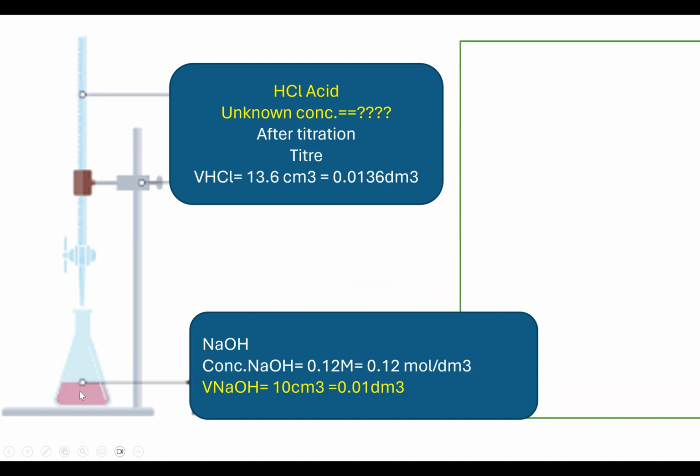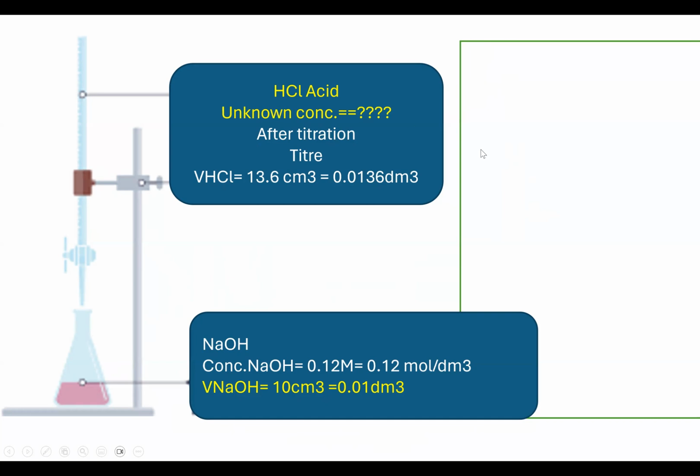So that's an example of what kind of results you may have. For example, you may know the concentration and the volume of the analyte, which is in the conical flask. So for example, the alkali, sodium hydroxide, was in the conical flask. And we know that the concentration is 0.12 molars, which is 0.12 moles per decimeter cubed. It's just a shorthand or abbreviation for it. And then for the volume, we had used the pipette to transfer 10 cubic centimeters. To convert cubic centimeters to decimeter cubed, we divide by 1,000.